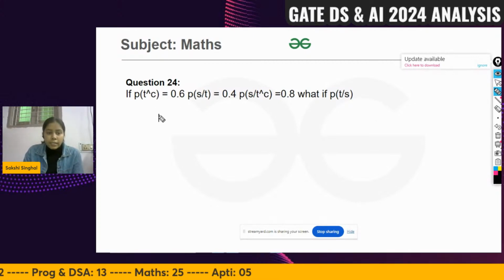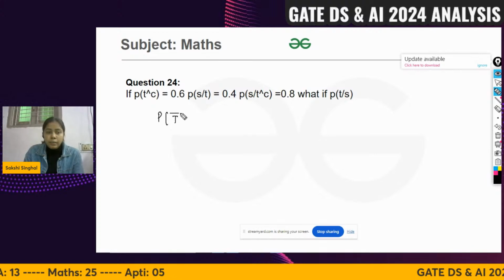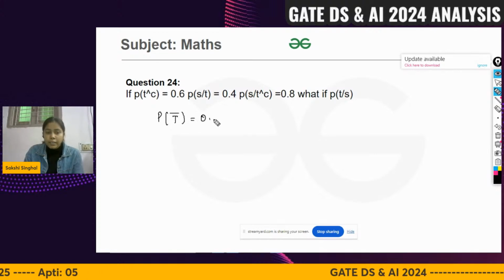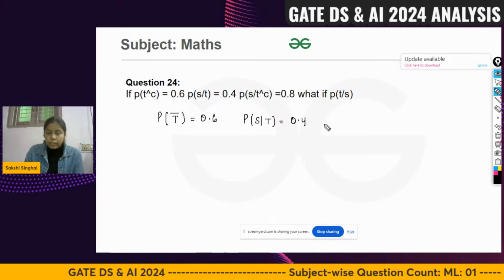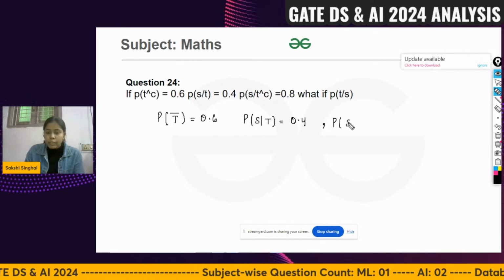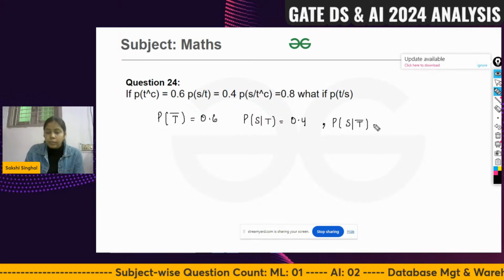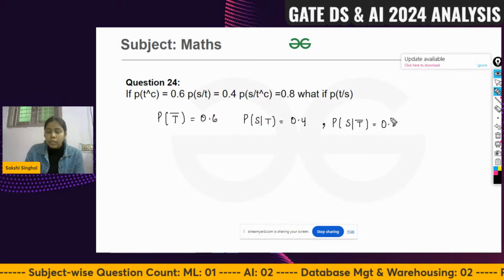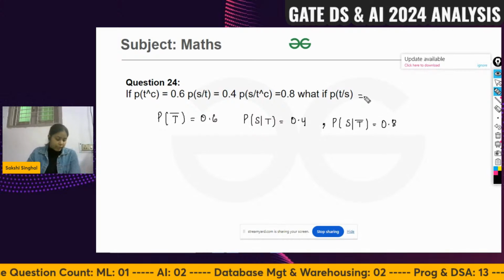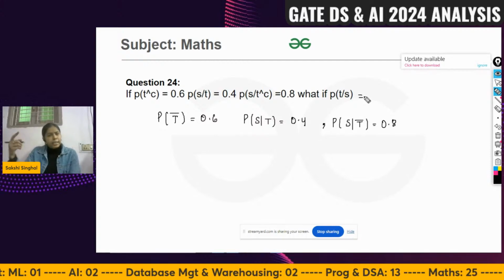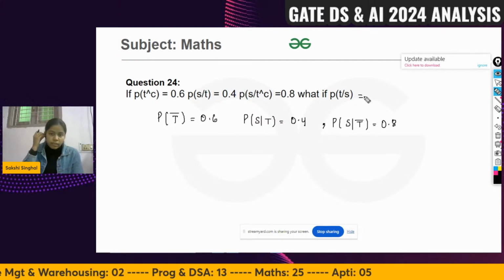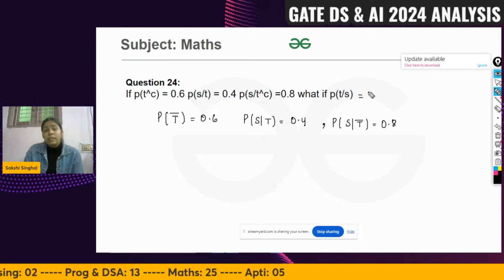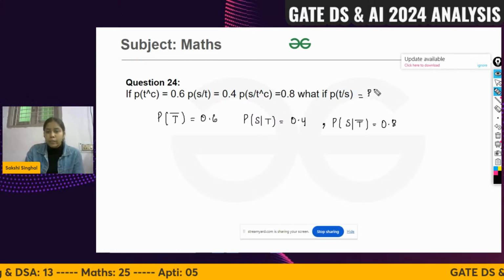So the question here says that the probability of T complement is 0.6, and they have given the probability of S given T, that is 0.4, and then they have given the probability of S given T complement, and that is 0.8. Now they are asking to find out the probability of T given S. So guys, do you remember what would be the answer here? Any of you remember this question? So if I try to solve it, what would be my first approach?